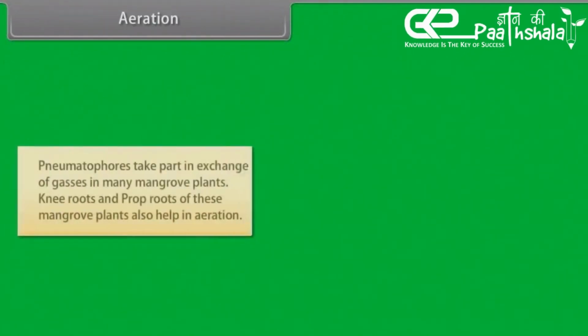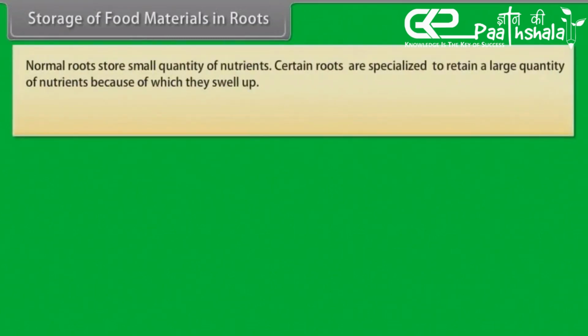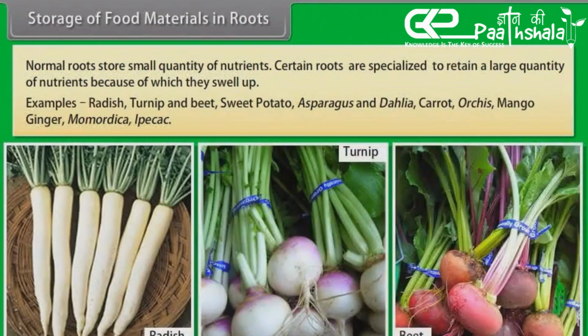Aeration: pneumatophores take part in exchange of gases in many mangrove plants. Knee roots and prop roots of these mangrove plants also help in aeration. Storage of food materials in roots: normal roots store a small quantity of nutrients. Certain roots are specialized to retain a large quantity of nutrients, because of which they swell up. Examples: radish, turnip and beet, sweet potato, asparagus and dahlia, carrot, orchids, mango, ginger, Momordica, ipecac.